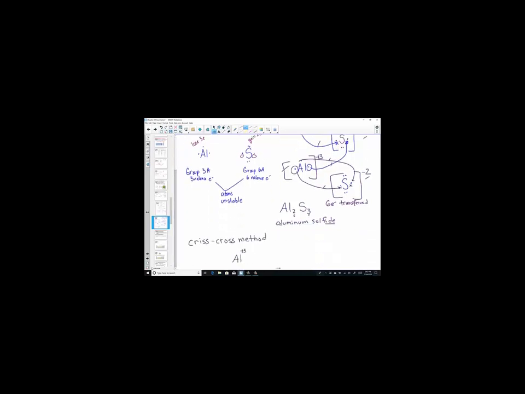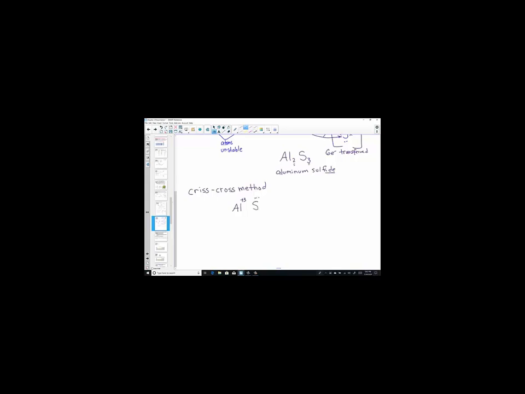aluminum with a +3 and sulfur with a -2, write their elemental symbols with their charges up high, and here's the trick. Take the magnitude of the number, not the charge with it, but just the number, and crisscross to bring it down. Around and down helps us write the chemical formula Al2S3, aluminum sulfide.